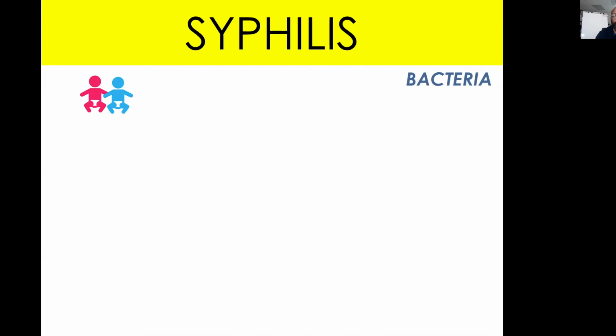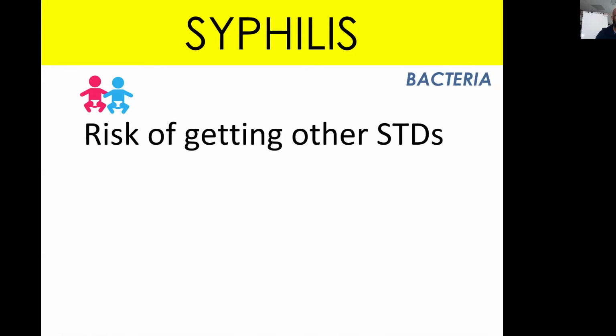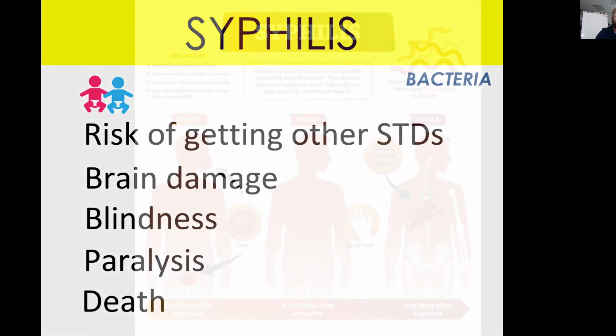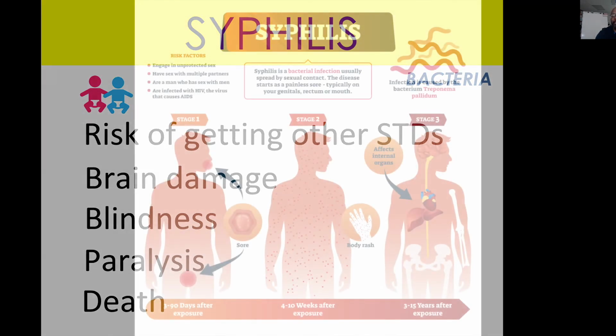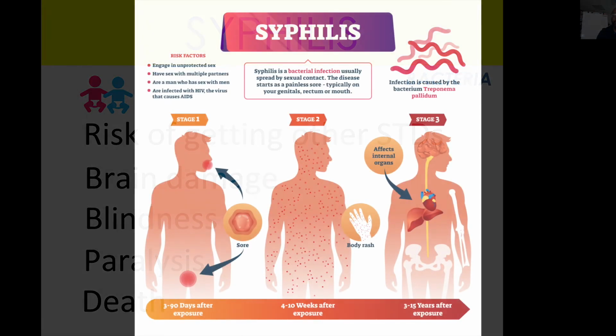So with syphilis, there is, again, the risk of getting other STDs, brain damage, blindness, paralysis, and death. So what we want to do is talk about this a little bit. Syphilis actually has what has been defined as four categories or four stages.